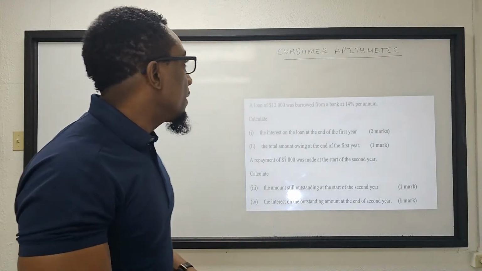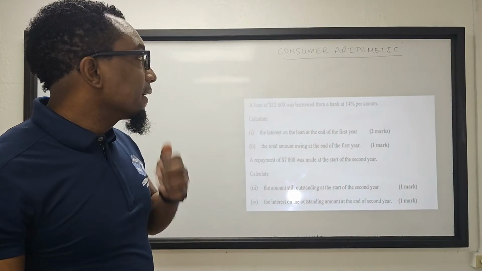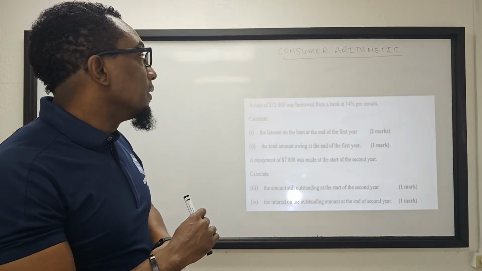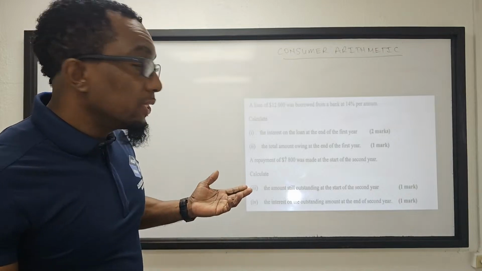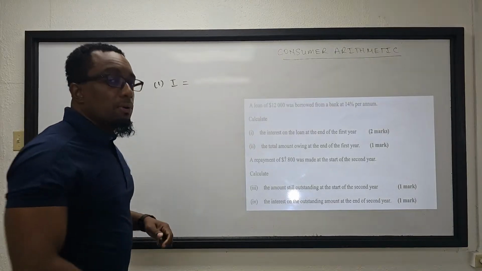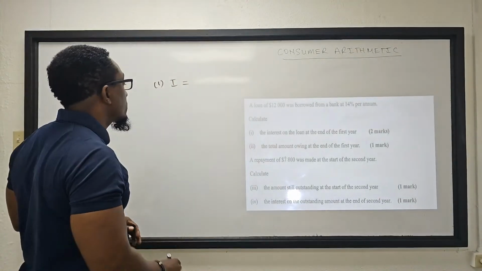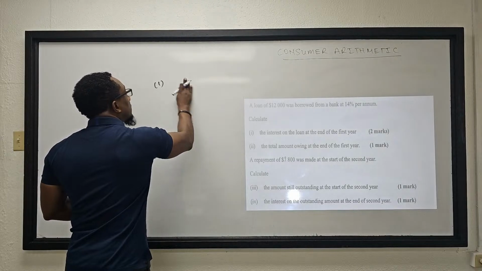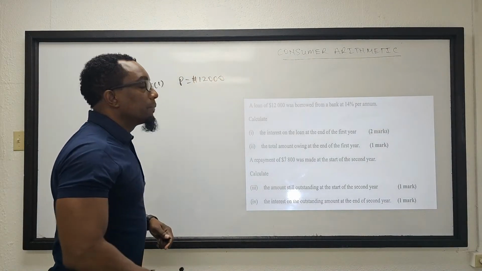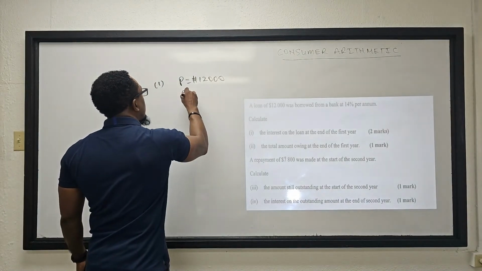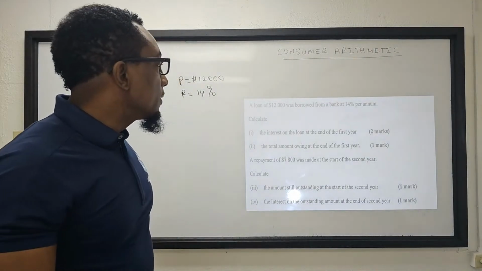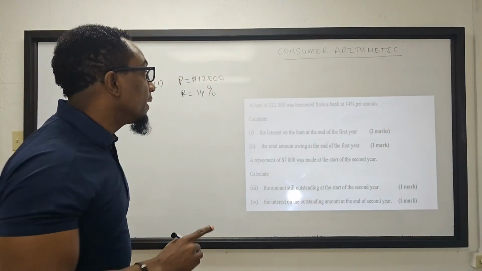A loan of 12,000 was borrowed from a bank at 14% per annum. Calculate the interest on the loan at the end of the first year. So straightforward. First let me state what information we have. We have the principal, which is 12,000. We have the rate, which is 14%. And we want to determine the interest on the loan at the end of the first year.